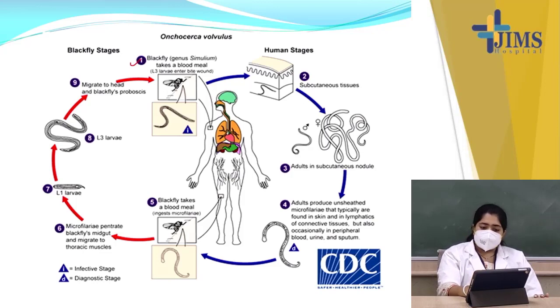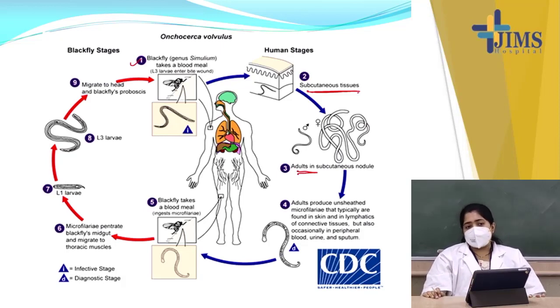And if an infected Simulium bites a human being, then these infective larvae are deposited on the skin of the human being and they grow subcutaneously. They grow in the subcutaneous tissues and they transform into adult worms. First, they grow in the subcutaneous tissues, then they form the adult worms in the subcutaneous nodules.